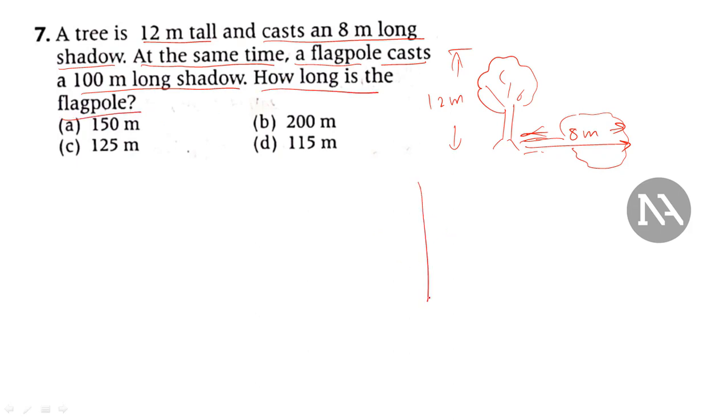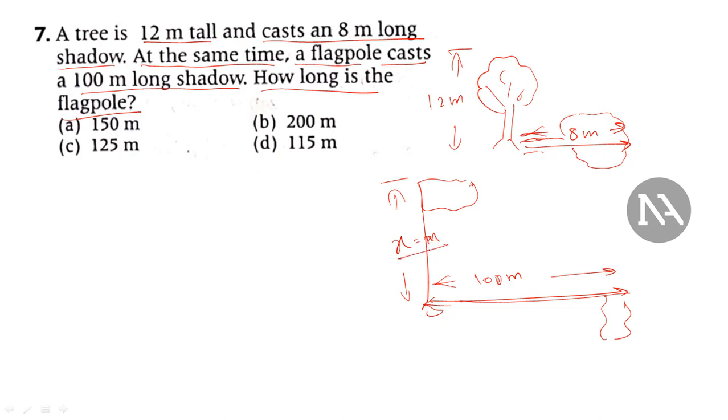Here, this is the flagpole, right? Its shadow value is given. The flagpole shadow is 100 meters long. How tall is the flagpole? This is what they are asking. So this is the direct proportion method.